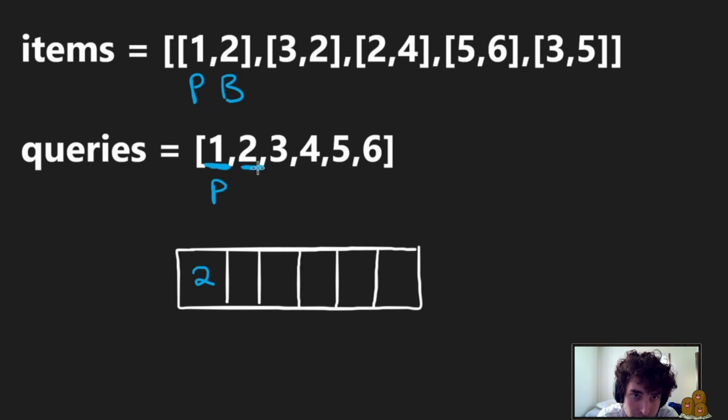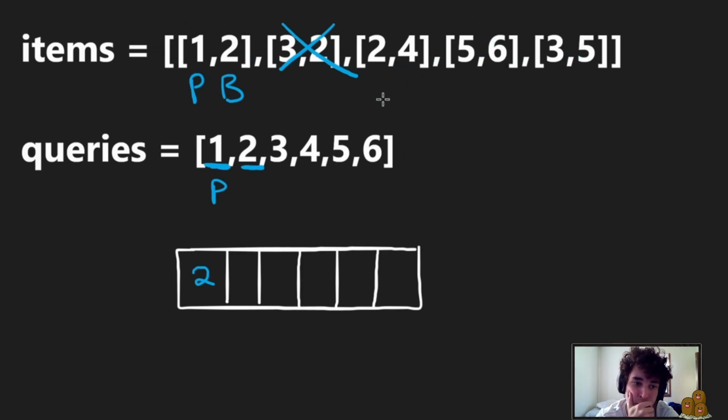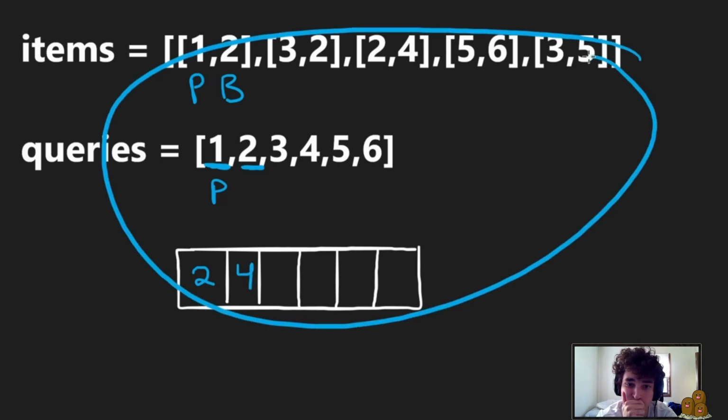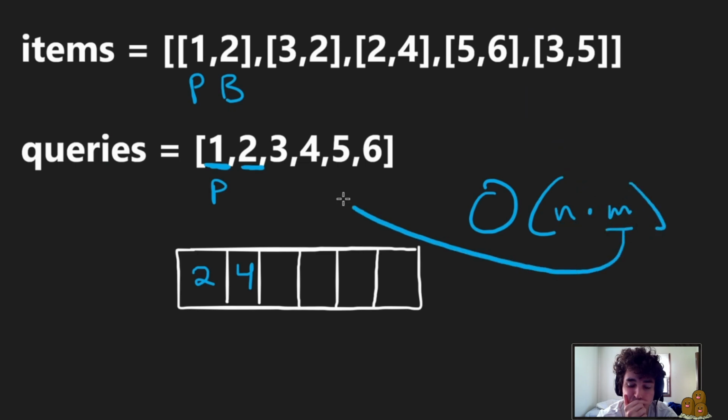Second query, same thing. Only consider the items that have a price less than or equal to 2. So we skip all of these, only considering these two. Which one of them had the maximum beauty? It was this one, and the beauty is 4. So put 4 in here. That's it. That's how to solve the problem. At least the brute force was pretty easy. You could say the time complexity is n, where that's the size of this array, times m, where that's the size of this array.